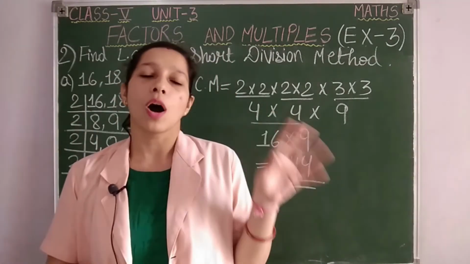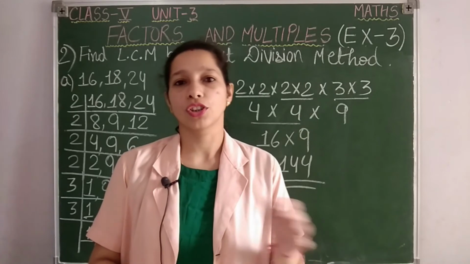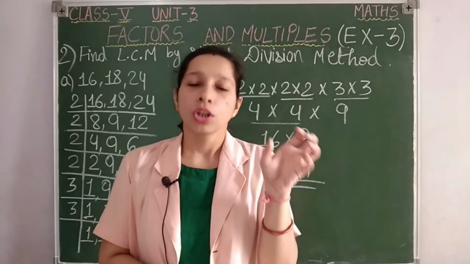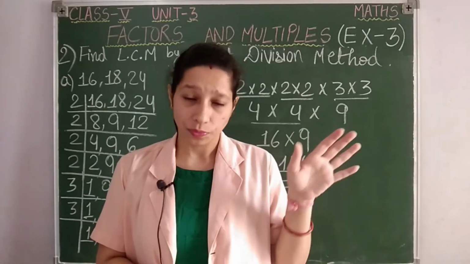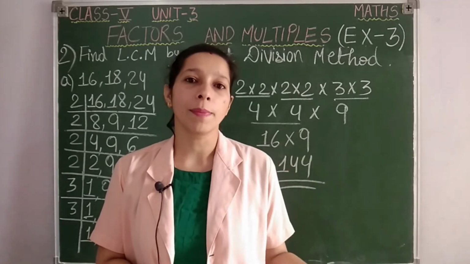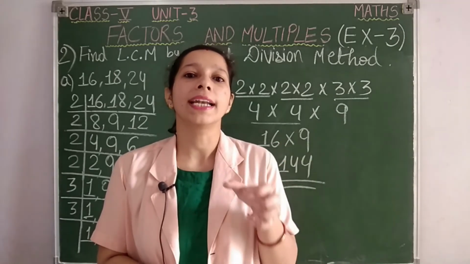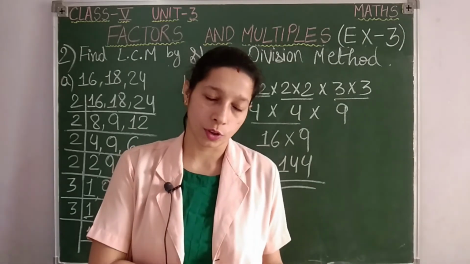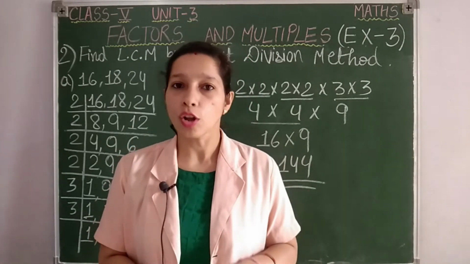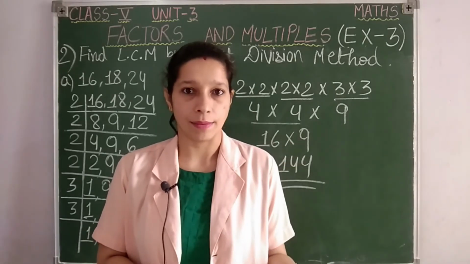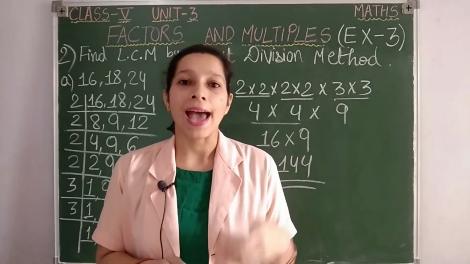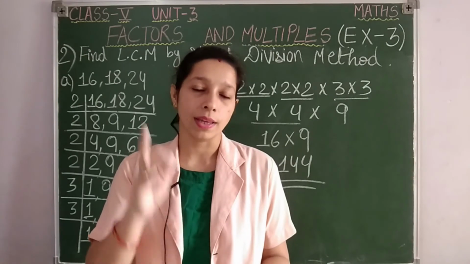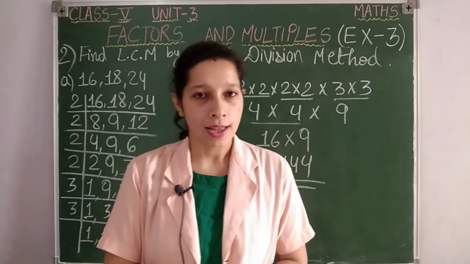Understood, students? So among these two methods, prime factorization method and short division method, the short division method is a little bit easier. Why easier? Because it takes less time to calculate the LCM. The prime factorization method is also easier, but it takes a little more time, isn't it? But as mentioned in the question, in that method only you are going to find the LCM.